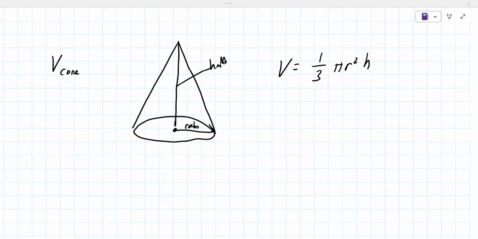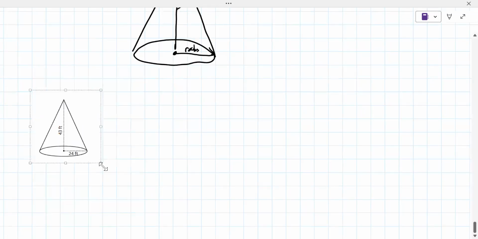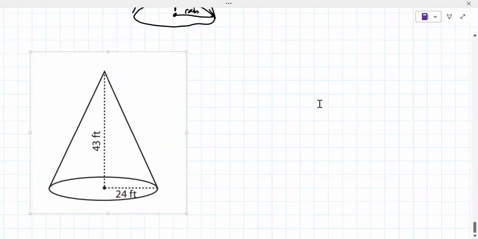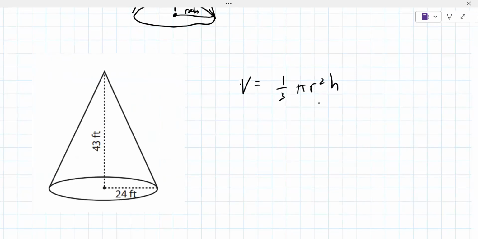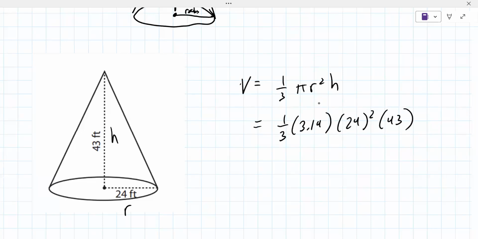Okay, so we're going to look at a few more problems here. We'll just start with the generic one. Here is a cone like this. So volume is 1/3 pi r squared h. The radius is 24. The height is 43. So it's 1/3 times 3.14 times 24 squared times 43. So it's a lot like what we've been doing. You just have to put the numbers in the right formula.